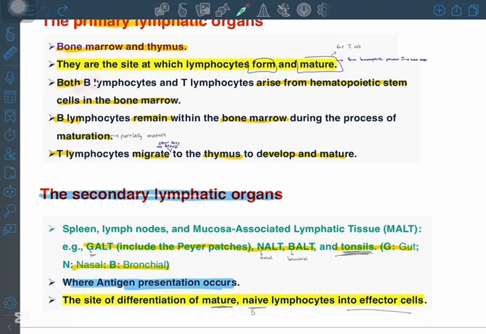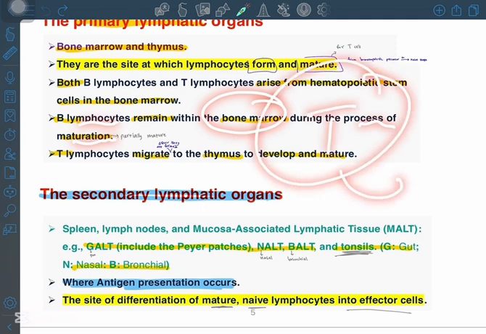Now, both of them arise from hematopoietic stem cells in the bone marrow. So the location of the formation of B and T lymphocytes is the same, which is the bone marrow. B lymphocytes remain within the bone marrow during the process of maturation, while T lymphocytes run away and go to the thymus because they don't want to stay.